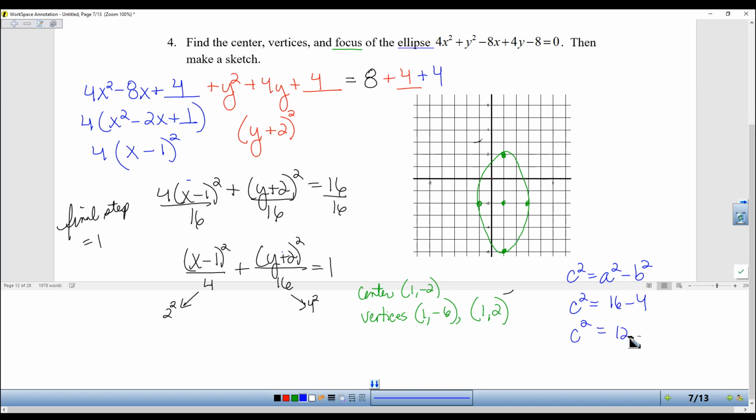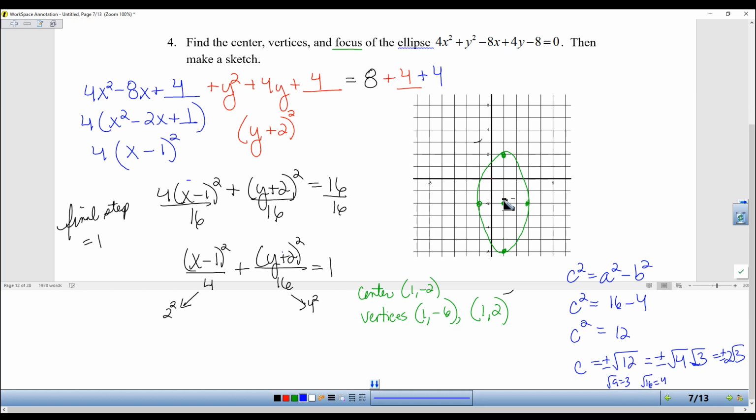C squared is equal to 12. C is equal to the square root of 12, plus or minus, which, breaking it down into parts you can do and parts you can't, is 2 square roots of 3. So I need to move on the major axis 2 square roots of 3 away. So going back to the square root of 12, the square root of 9 is 3. The square root of 16 is 4. So the square root of 12 must be somewhere in the middle.